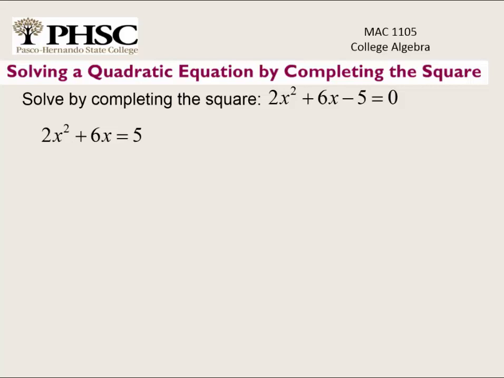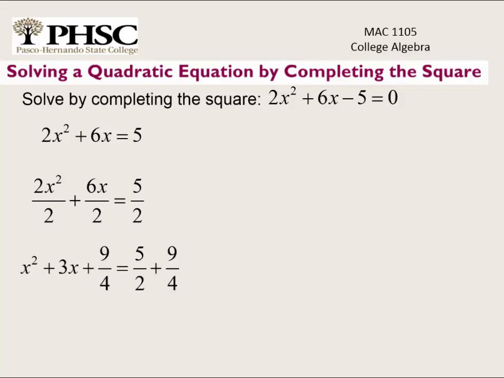Now the next thing that I want to do is I want my leading term, the coefficient, to be 1. So I'm going to divide everything by 2. And what that's going to do for me is it's going to give me a leading term of x squared as opposed to 2x squared. So I divide each of the terms by 2. And then when I do that, I end up with x squared because the 2's cancel out. 6 divided by 2 is 3. And then I got 5 over 2.